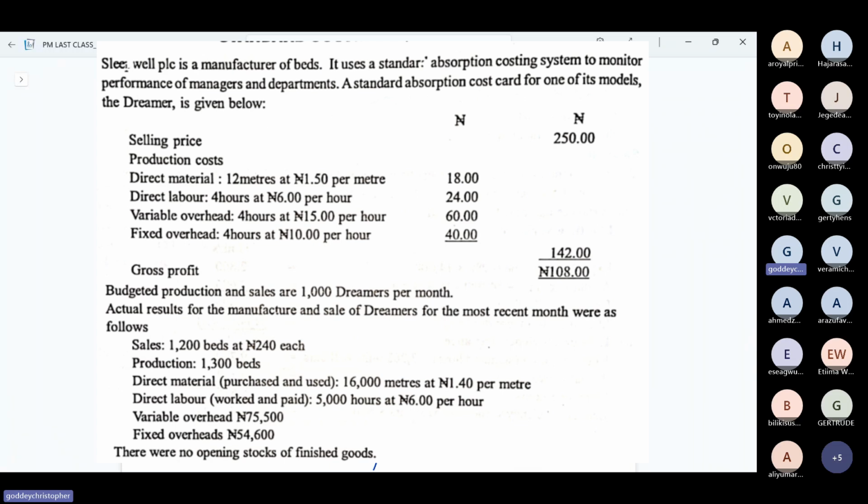Then we have 16,000 meters at 1.4 per meter. In some questions, they will give you the total. It means you have to divide by the quantity purchased to get the price per meter of the material. And then you have direct labor, worked and paid, the same thing. The labor hours paid for is used when you're calculating your rate variance. Labor hours used is used when you are calculating your efficiency, which has to do with the number of hours utilized during production. Are we following what I'm saying?